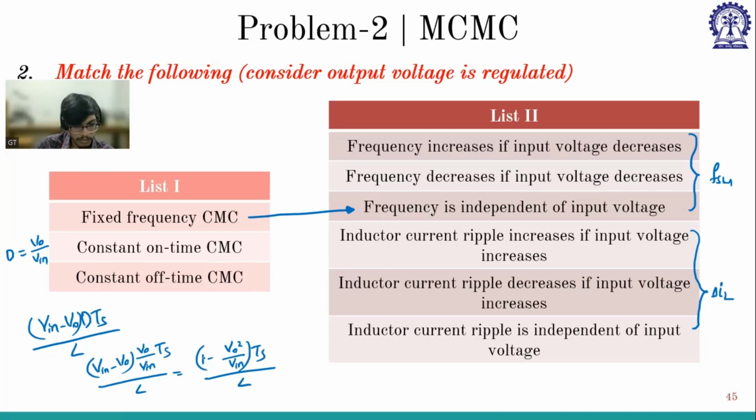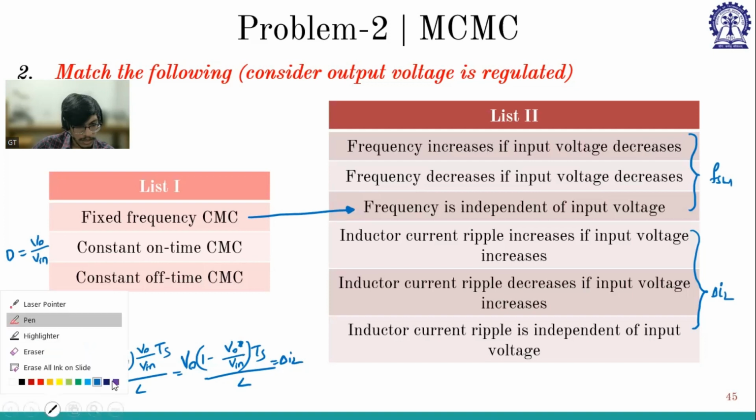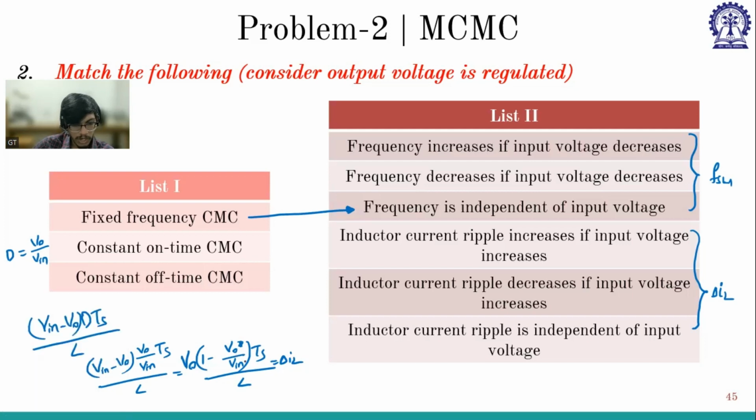I think it is V naught. So it is V naught into (1 minus V naught by V in) into Ts by L. Now if this is my delta IL, I want to see whether they are directly proportional or inversely proportional. If V in increases, this fraction value decreases and the overall value increases. So V in and delta IL are directly proportional, right? Yes, sir. So that says inductor current ripple increases with the input voltage.